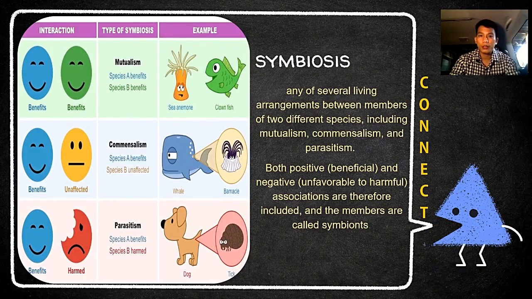Review and connect the first 3 ecological relationships. Symbiosis is any of the several living arrangements between members of 2 different species, including mutualism, commensalism, and parasitism. Both positive or beneficial and negative, unfavorable to harmful associations are therefore included, and the members are called symbionts. Mutualism, commensalism, and parasitism are a major type of symbiosis.